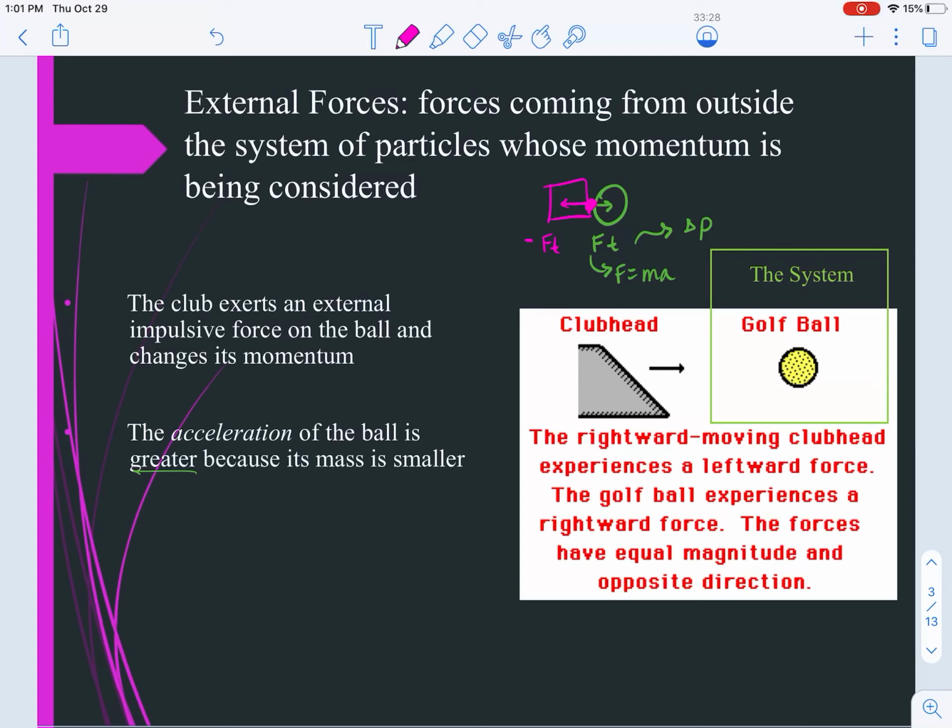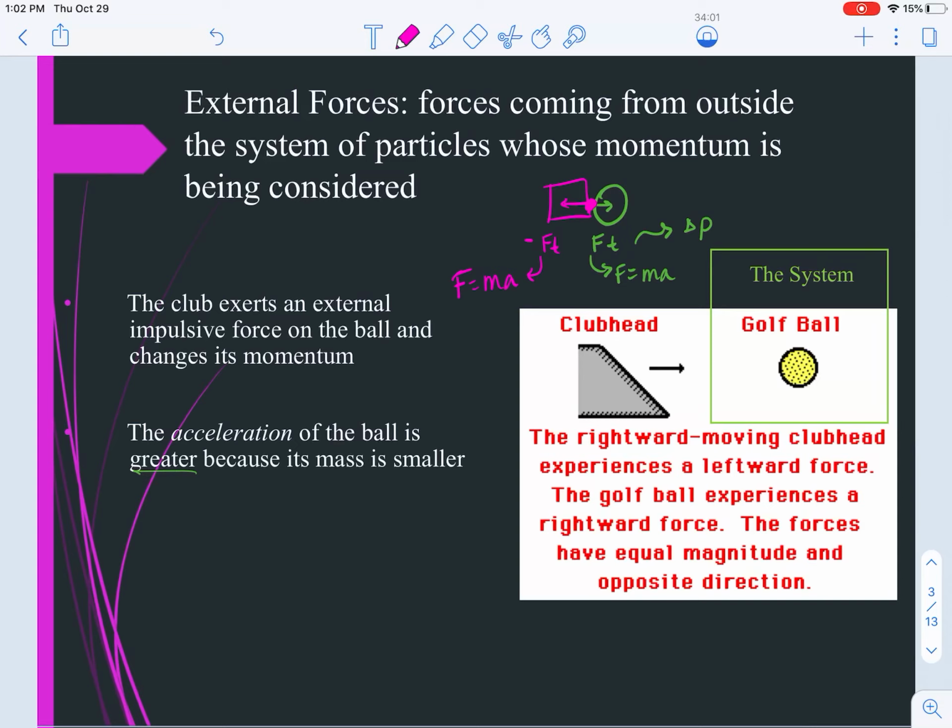So if we were to change our question, and instead of analyzing the golf ball and the impulse it received and its change in momentum, if instead we were to analyze the golf club, what we would find is that the golf club received the same force for the same amount of time, so it also is going to experience an acceleration. However, the golf club is going to have a bigger mass. Therefore, in comparison, the golf club will experience a lesser acceleration.